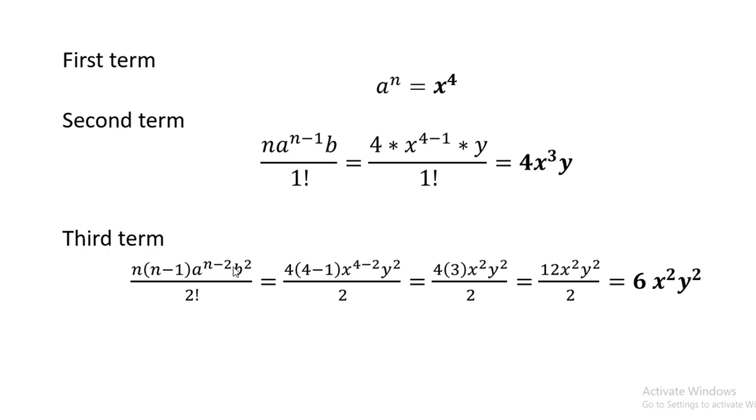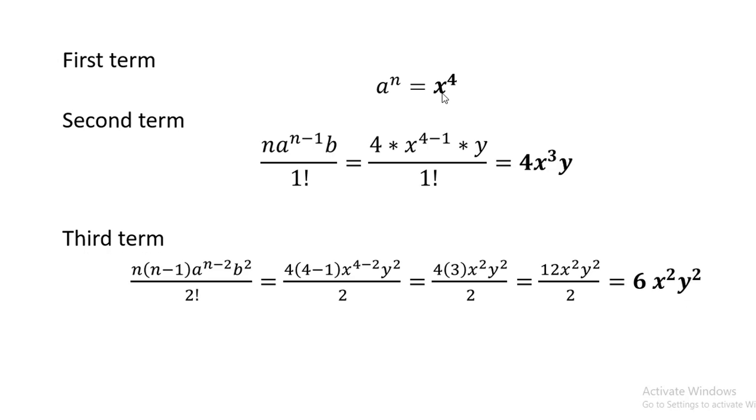See, the power of b was square. So 2 divided by 2 factorial. Now 2 factorial is 2. So as we move on, we just solve this expression and we get 6x square y.